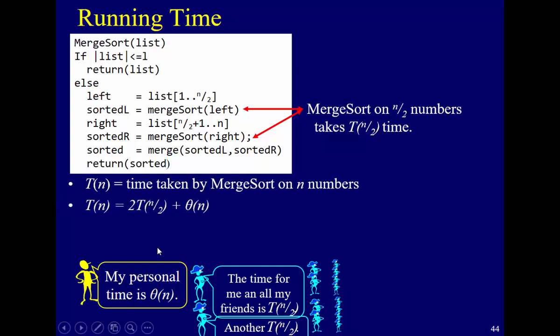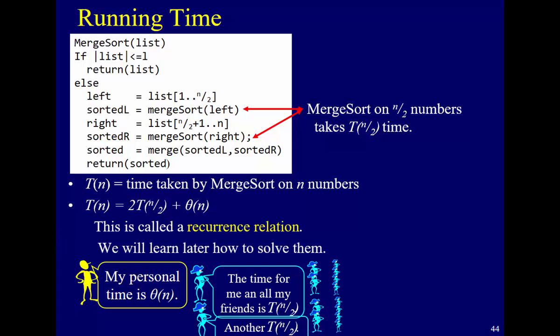So here we get this recurrence relation, right? It says the time to sort n numbers is 2 times the amount of time to sort n over 2 numbers plus order n. That makes sense? And this is a recurrence relation, and we will learn how to solve it. You've already learned how to solve it, but it's later in the slides. All right?